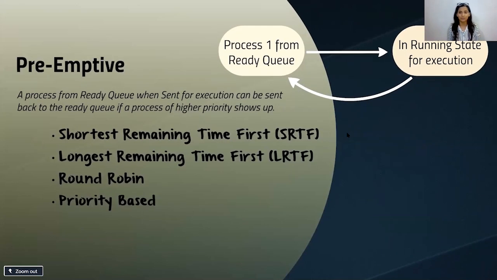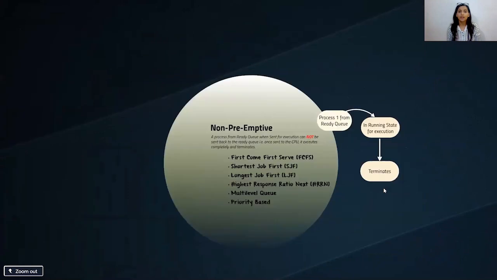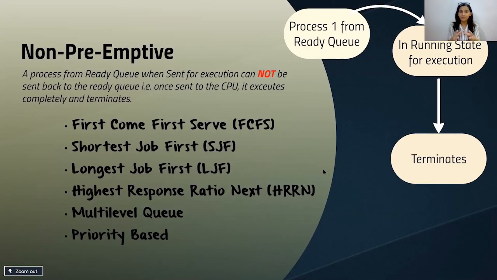In preemptive algorithms, when one process, like one customer, is sent to the clerk, we assume that another customer has some kind of emergency and wants his details to be filled in fast. So the clerk sends you back to the queue and takes him as the priority. This process of sending one process back and forth from the running state to the ready queue is called the preemptive approach. Non-preemptive: once a process is sent to the CPU, it has to execute everything and terminate, and only then will another process go. This is the non-preemptive approach.